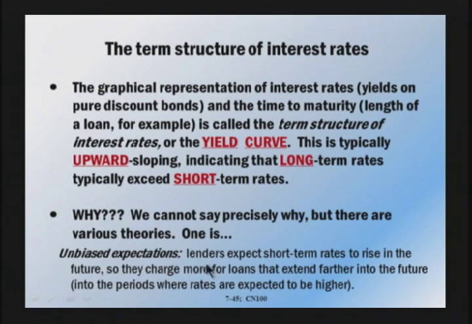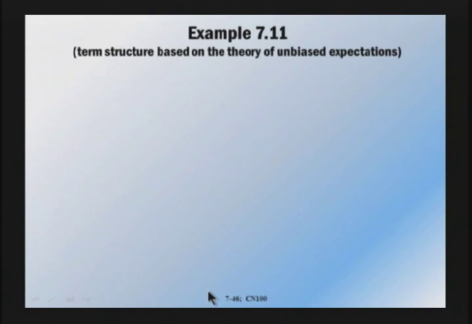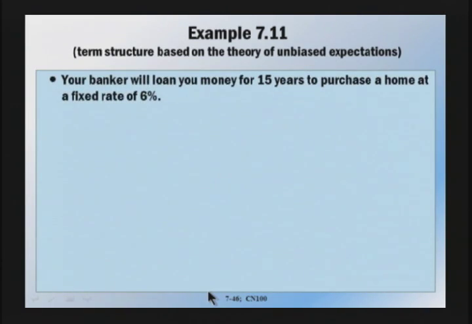But if a lender expects rates to go up in the future, they're going to charge you more for loans that extend farther into the future as compared to shorter term loans, because if a loan extends farther into the future, that's during the period when rates are expected to be higher. So the longer term the loan is, the farther it goes into the period where the rates are expected to be higher. So if we expect rates to be higher in the future, then the lender will charge you a higher rate now on a longer term loan.